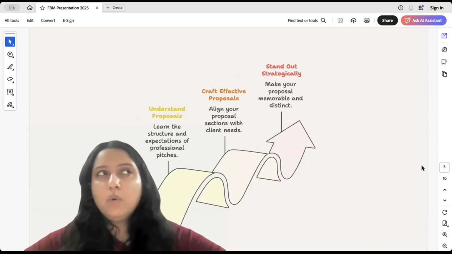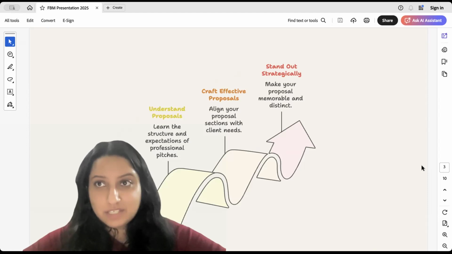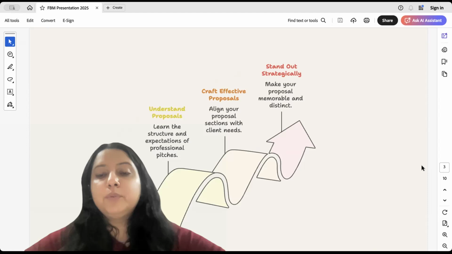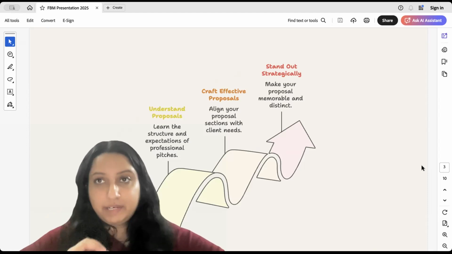Let them see how you're going to make their life easy. Are you going to deliver in a way that's more efficient? Are you going to deliver in a way that's more aligned? Talking of alignment, you have to look at the second step here, which was crafting effective proposals. The keyword here is effective.